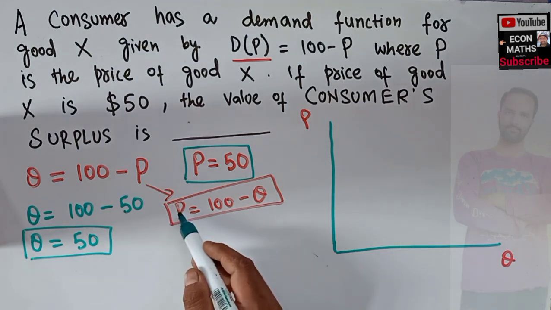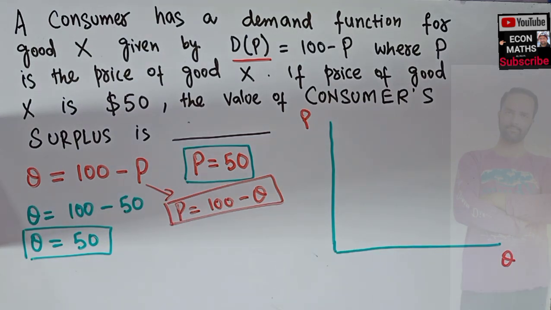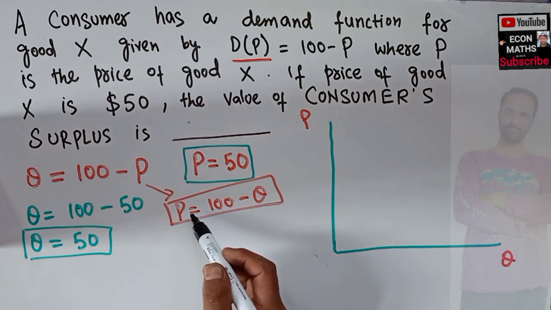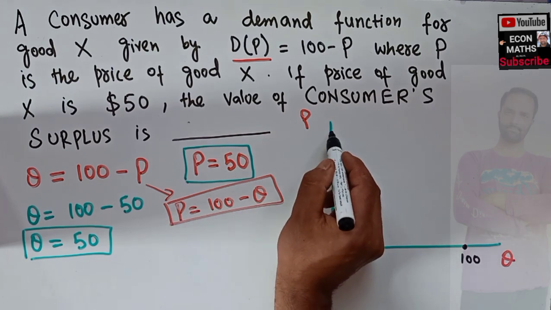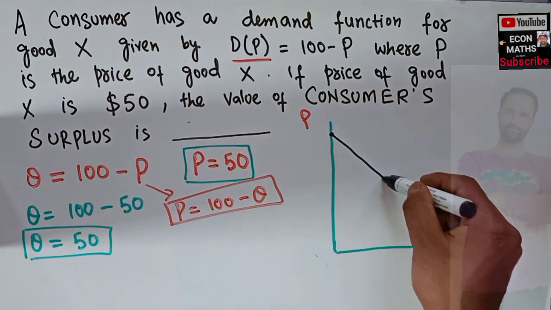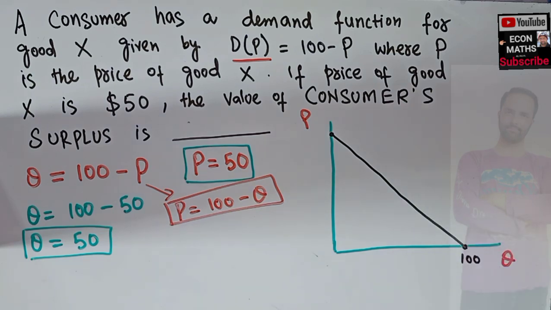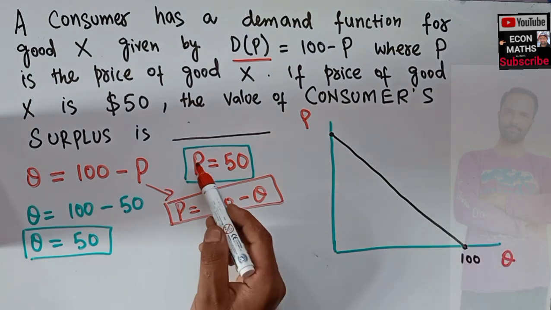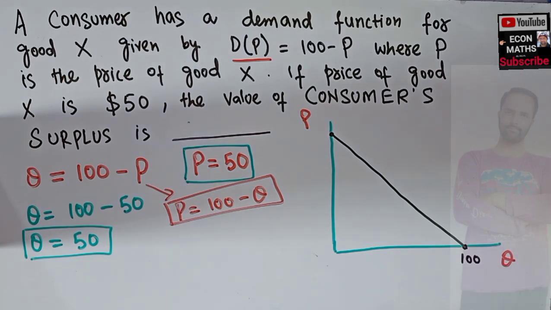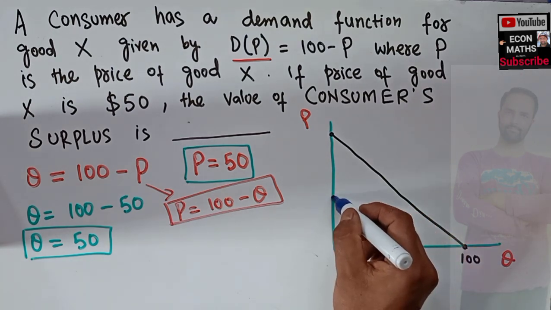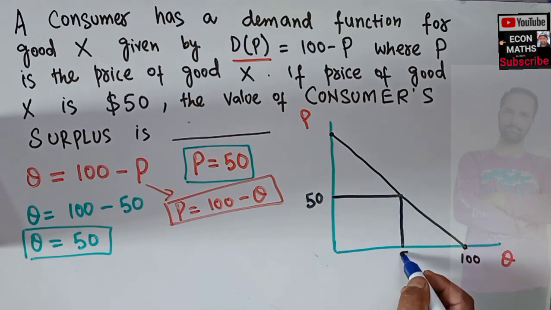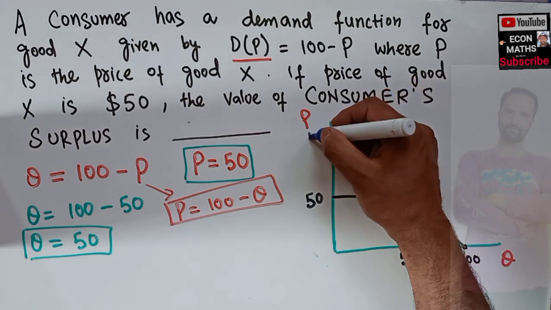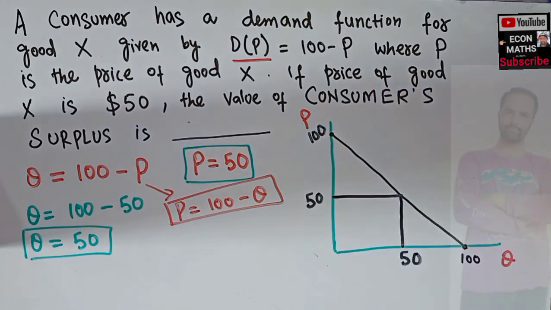Now when P is equal to 0, Q will be equal to 100 here. Let us say this is 100 here, and when Q is equal to 0, P will be equal to 100. So we have this downward sloping demand function. Also we are told that at a price of 50, quantity demanded is also 50. We need to find out the consumer surplus. Here the price intercept is 100.